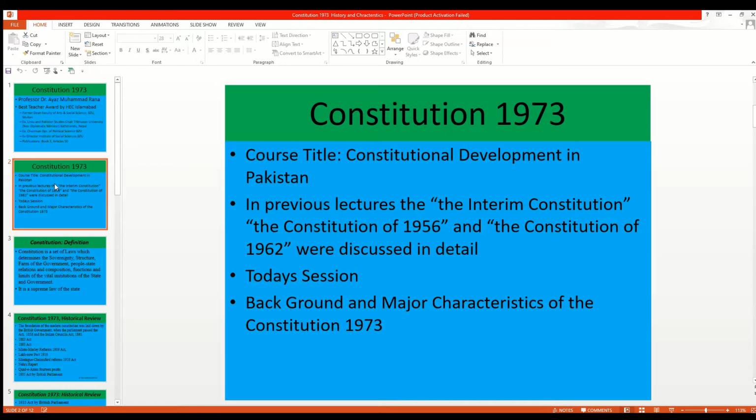In previous lectures, the Interim Constitution, the Constitution of 1956, and the Constitution of 1962 were discussed in detail. In this term, we will discuss the Constitution of 1973. Today, we will discuss three aspects of the Constitution of 1973: the historical background, and major characteristics of the Constitution of 1973.